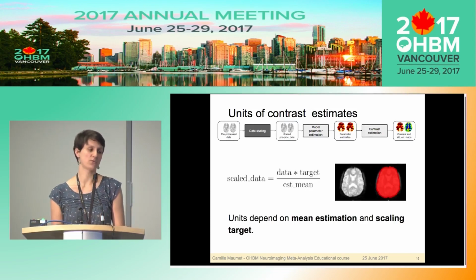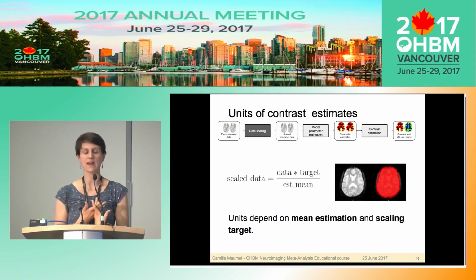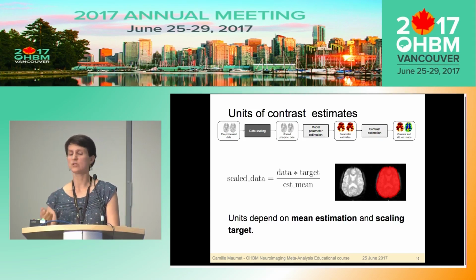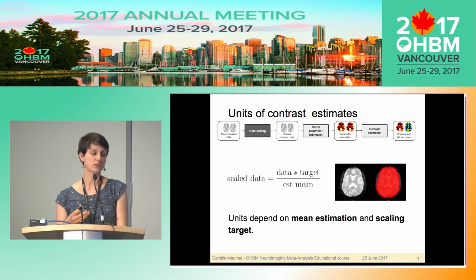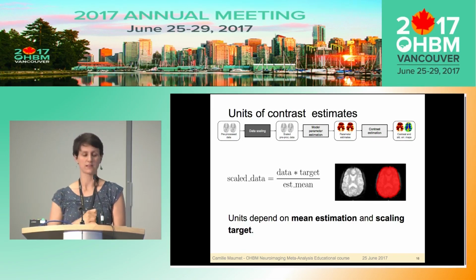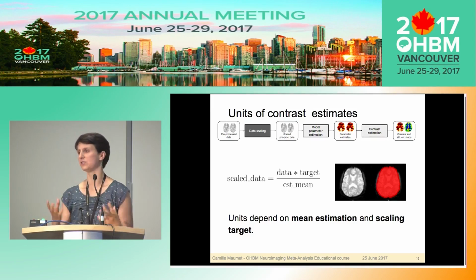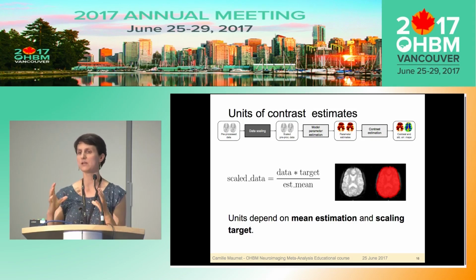So the first step of interest here is data scaling. Because when we work with BOLD fMRI signal, we have a signal that is non-quantitative, what we usually do is scale the data to percent BOLD signal change. And when you do that, you basically change the units of your data. The units are going to depend, first, of course, on the target that you are setting, but also on the way you are estimating the mean signal in your image. And this, in turn, depends on how you define within your image what's background and what's brain.